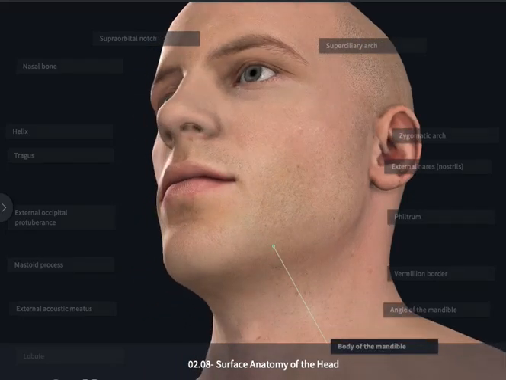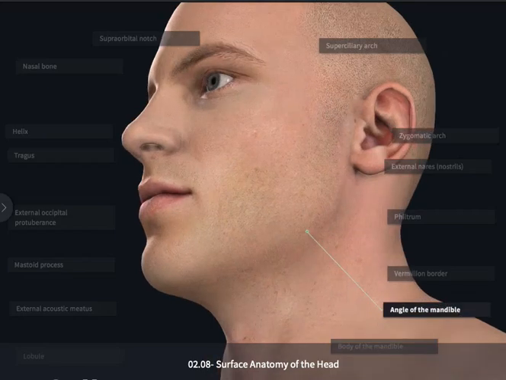The body of the mandible is this horizontally oriented portion of the bone, where if you were tired and rested your chin on your hand, you would likely be resting it on the body of the mandible. The body is going to change directions at the ramus, at the angle of the mandible. So if you were to move posteriorly along the body, it's going to change directions and the bone will start to ascend vertically. And this is the angle of the mandible.